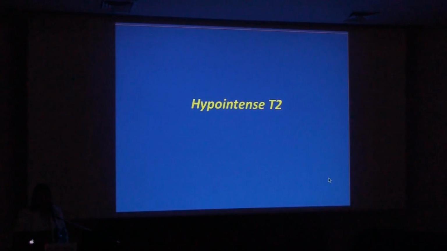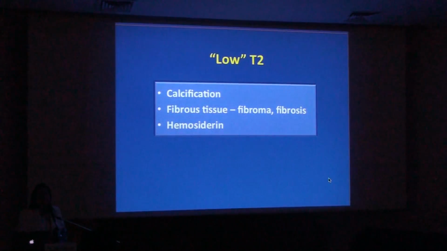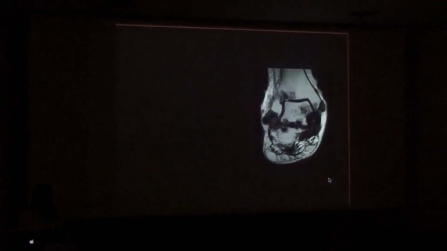All right, so we've looked at the lesions that are high signal, bright on T1. Now let's talk about the subset of lesions that's low signal on T2. And there we're thinking about materials like calcification, like fibrous tissue, and the fibrous tissue can occur in a tumor like a fibroma, or as part of reactive scar, post-traumatic scar fibrosis, and then hemosiderin, which causes lower T2 signal because of its paramagnetic effects.